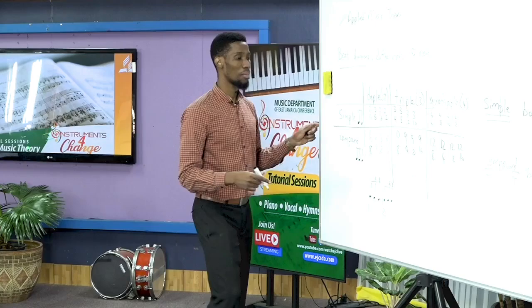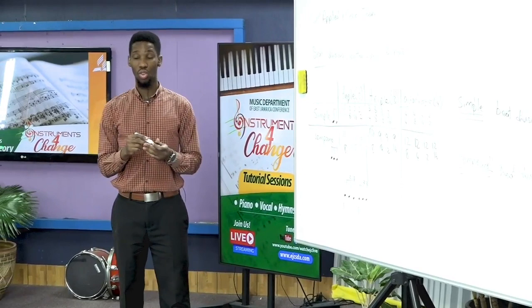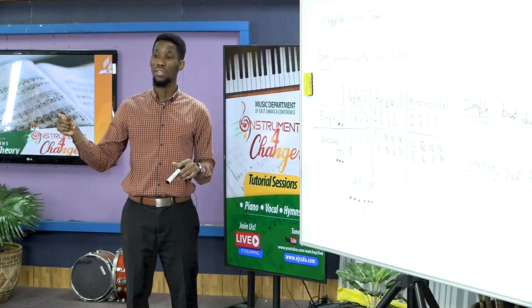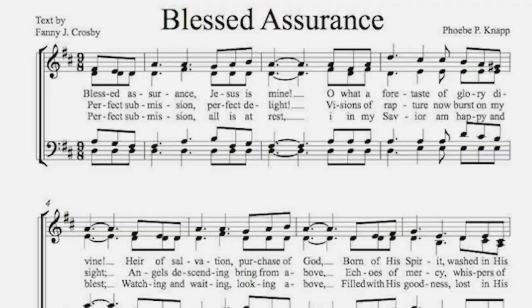How do we count a triple compound meter? Let me just use Blessed Assurance, because Blessed Assurance is 9-8. If we could pull up Blessed Assurance on the screen, you'd realize, it goes: Blessed are 1, 2, 3, 4, 5, 6, Jesus is 1, 2, 3, 4, 5, 6, 7, 8, 9. So when you're counting, you're actually counting to 9. You're counting 9 quavers per bar, essentially.